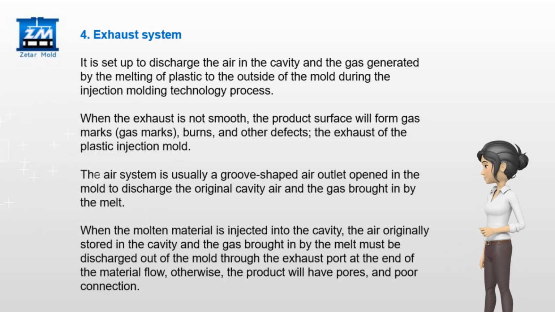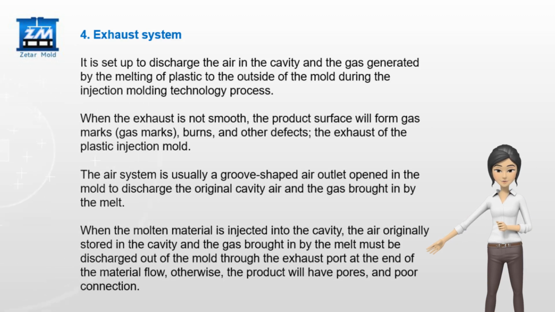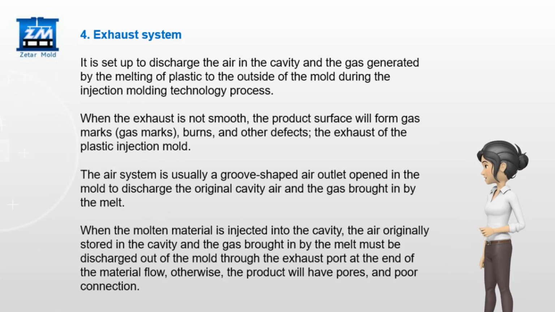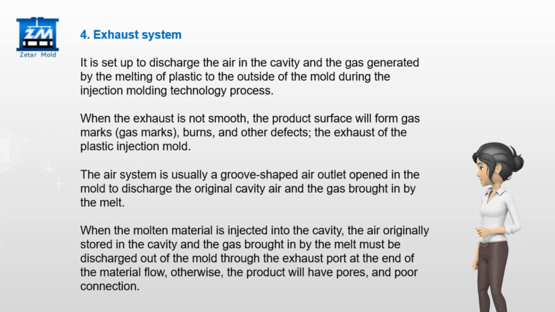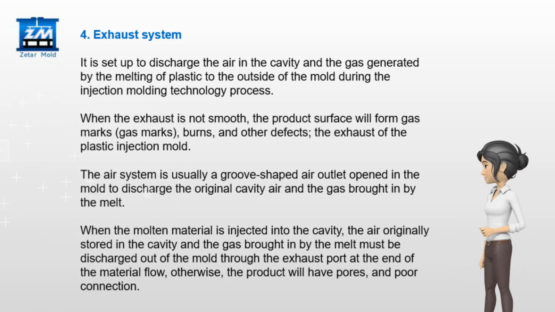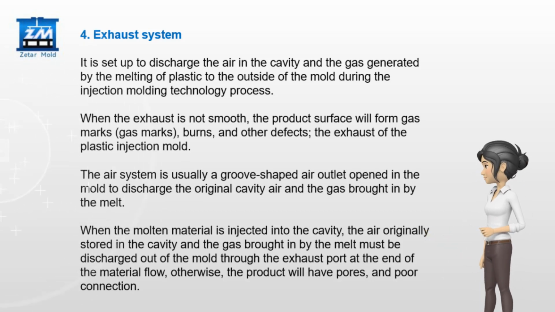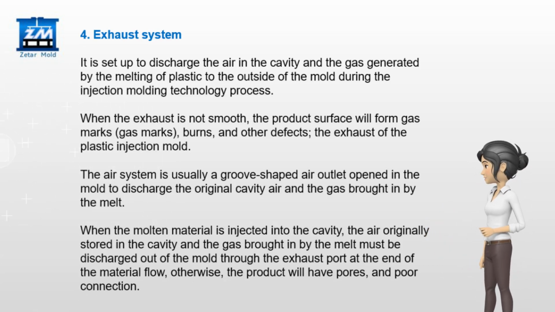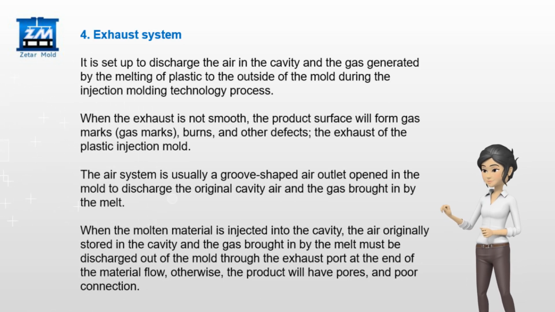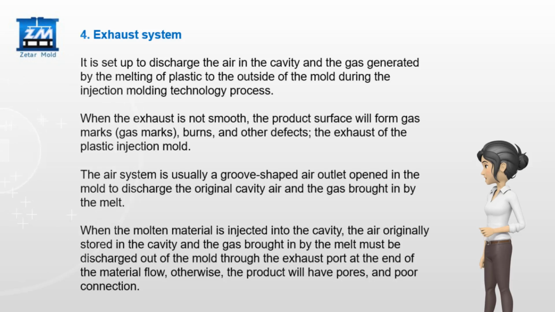Exhaust system. It is set up to discharge the air in the cavity and the gas generated by the melting of plastic to the outside of the mold during the injection molding process. When the exhaust is not smooth, the product surface will form gas marks, burns, and other defects. The exhaust system of the plastic injection mold is usually a groove-shaped air outlet opened in the mold to discharge the original cavity air and the gas brought in by the melt.